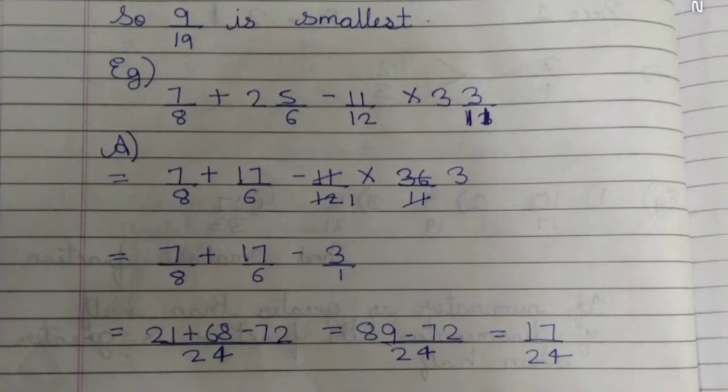Now the first operation that we will solve is multiplication. So now we'll cut it. 11 and 11, 1 11 is in the numerator and 1 is in the denominator, so we'll cut it. Then 12 we will cut with 36. 12 1s are 12, 12 3s are 36. Okay. So it will be 7 by 8 plus 17 by 6 minus 3 by 1. Now by the BODMAS rule we will first simplify it. We will change the different denominators into one denominator by finding out the LCM.